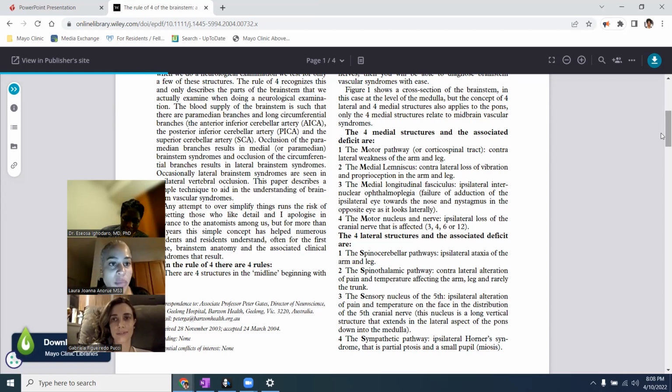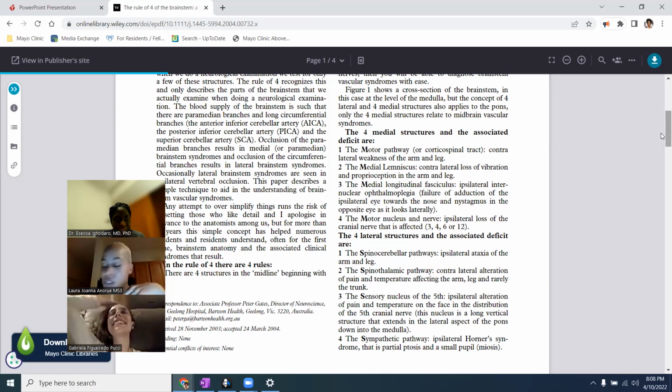Then for the pons, remember the pons is 5 through 8. What's divisible into 12 in those cranial nerves? Is 5 divisible into 12? No. 6, yes, so 6 is going to be medial. Is 7 divisible? No. Is 8 divisible into 12? No. So far we have midbrain medial, which is 3 and 4, and we have pons, which is 6.